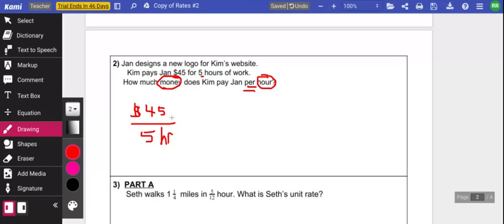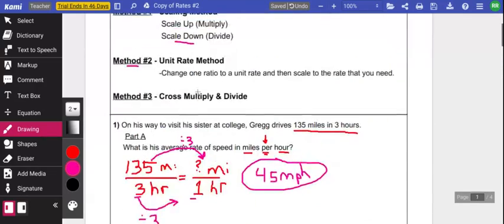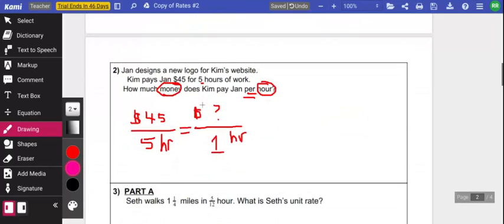And so let's set this rate equal to another rate, which would be the unit rate. And so money would be on top, dollars on top. And as you can see, hours are on bottom. Okay, so I want how much money for 1 hour. Okay, and I could use the scaling up or scaling down method, or the third method that we're going to learn about is cross multiply divide.